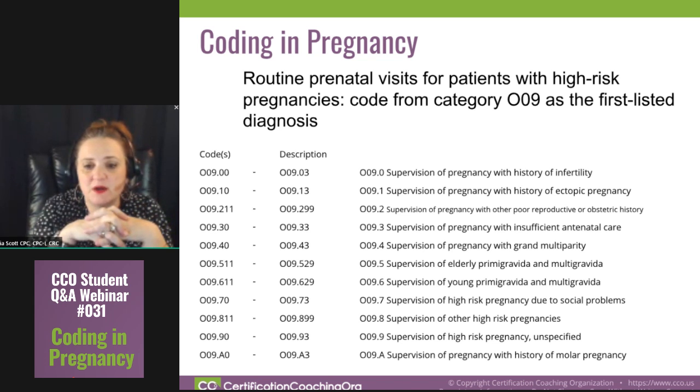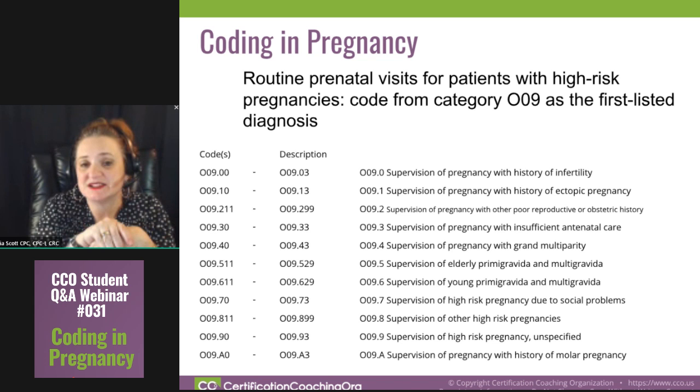Pregnancy with grand multiparity, meaning we've had more babies. Primigravida and multigravida of the elderly, meaning the patient's older, meaning it could be just older than 28. Young, the child is, or the mother is very young. High risk pregnancy due to social problems. This could be social problems with maybe abuse. Other high risk pregnancy, well, there's that other, that means there's something else that makes this a high risk pregnancy, but there's not a code for it, unspecified. It's a high risk pregnancy, but it wasn't listed. And history of molar pregnancy, which again is a very specific type of pregnancy.